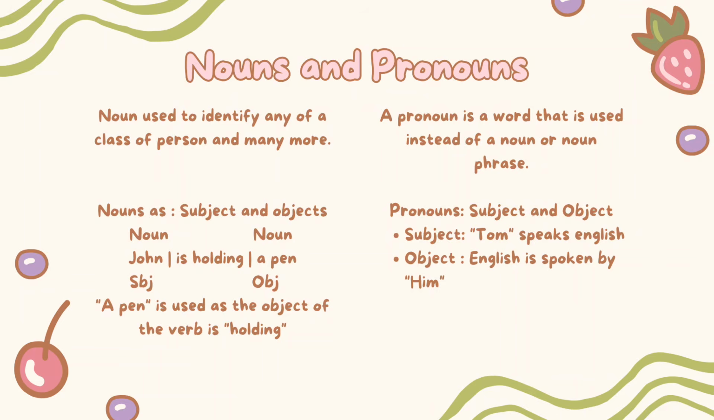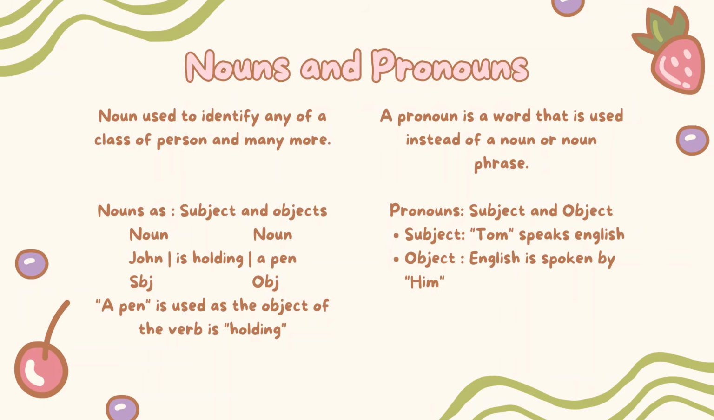Here are the examples of nouns used as a subject and as an object. In this sentence, John is holding a pen. In the word John, the noun is used as a subject. In the words a pen, the noun is used as an object.